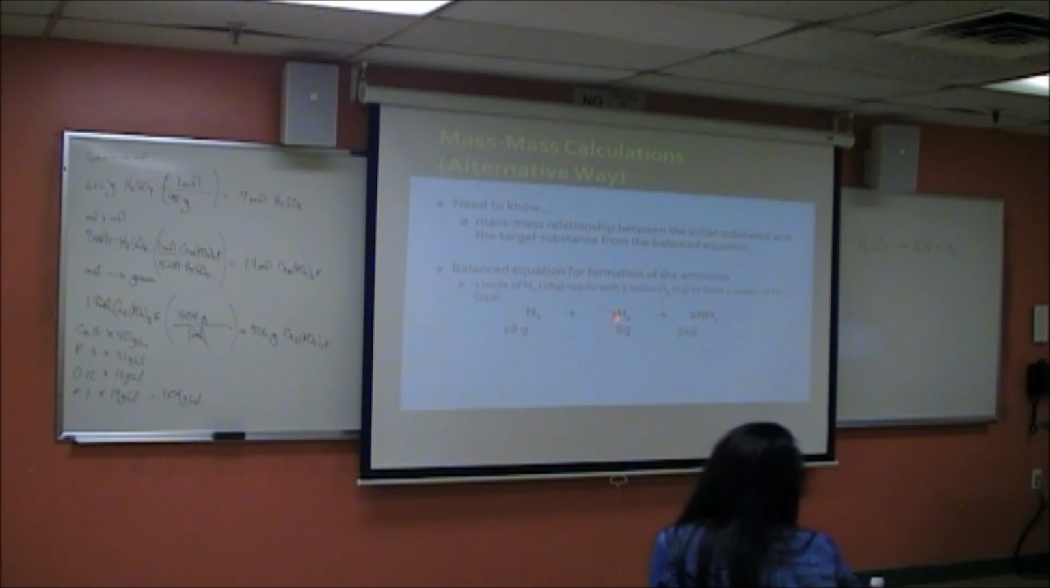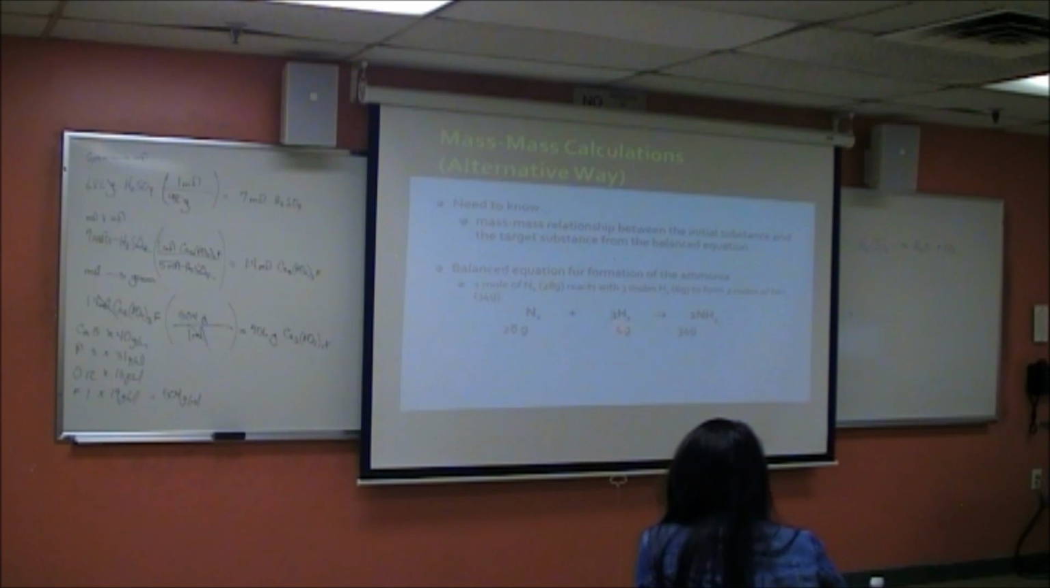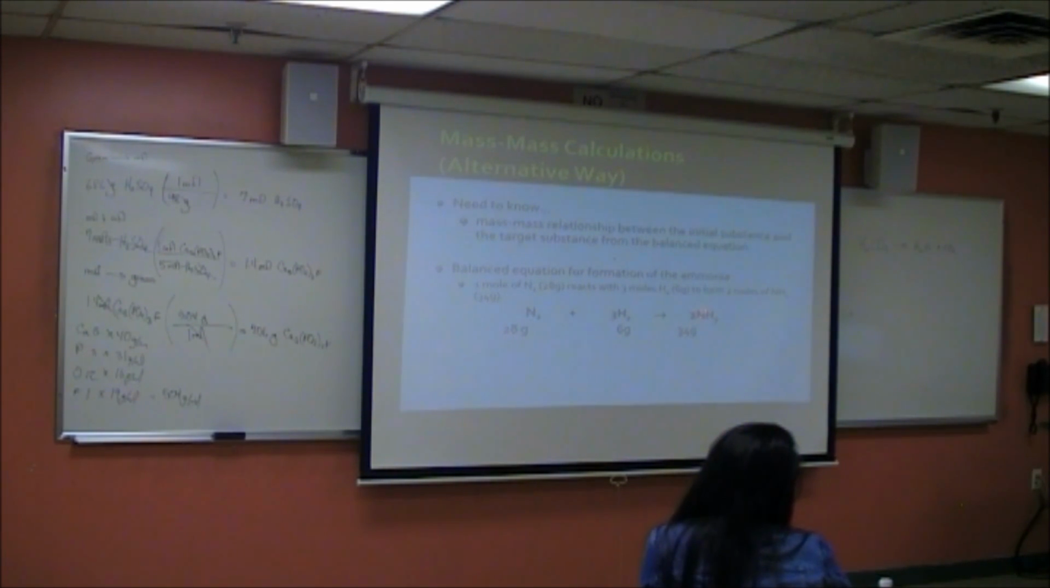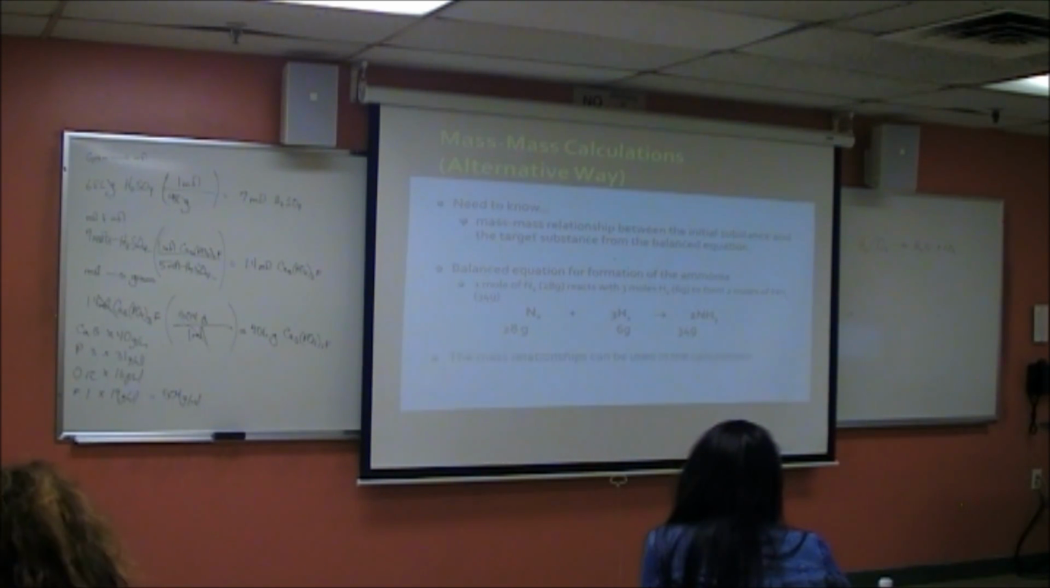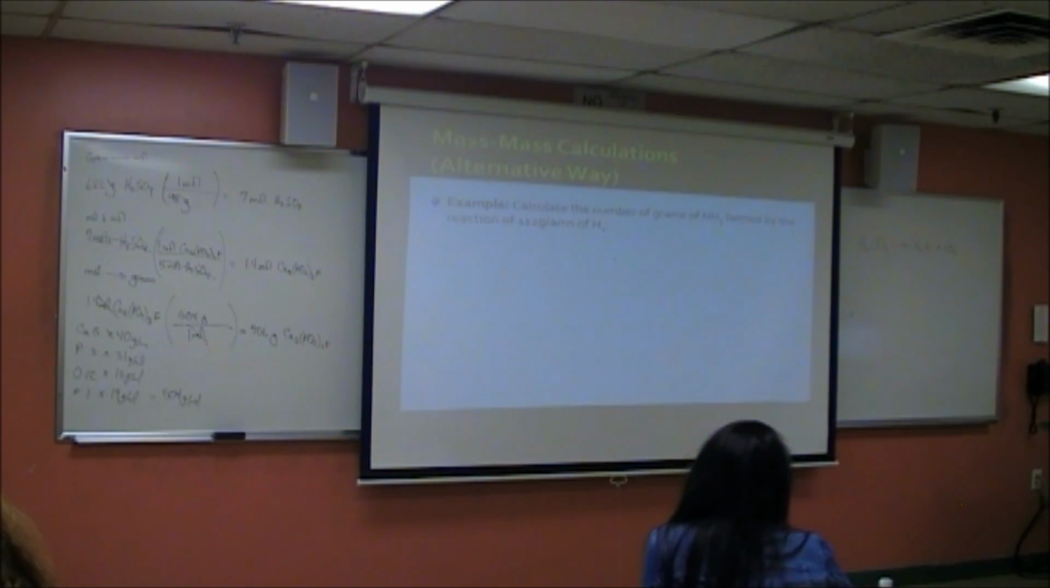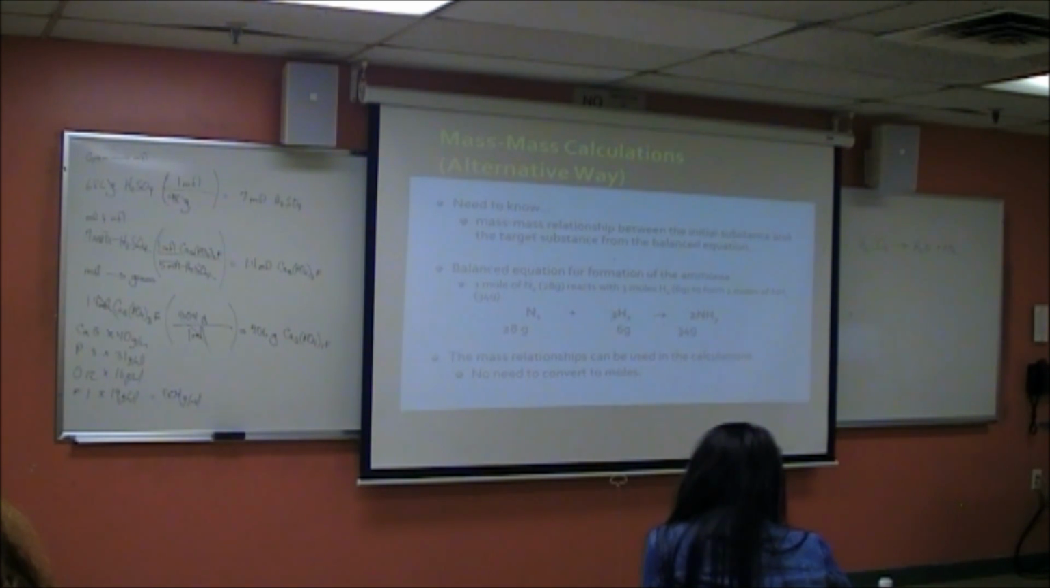Hydrogen gas, what's the molar mass of hydrogen gas? 2, multiplied by your coefficient, you get 6. Your ammonia is 17, multiplied by 2, you get 34. Once you do this fancied up, you no longer have to use moles. You can go straight mass to mass. Do we get that?